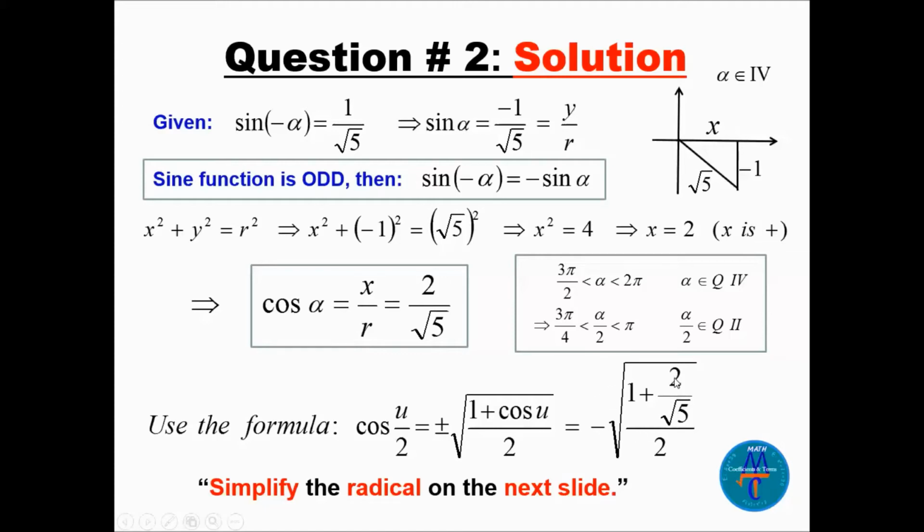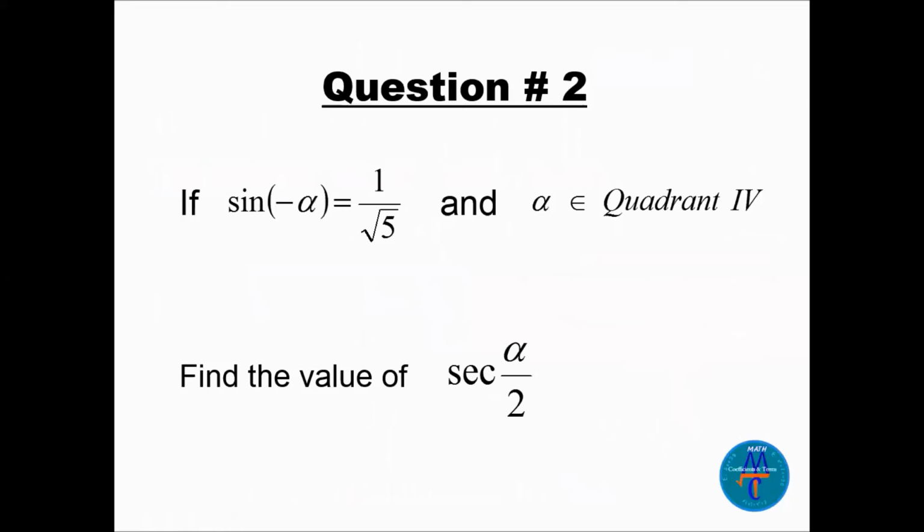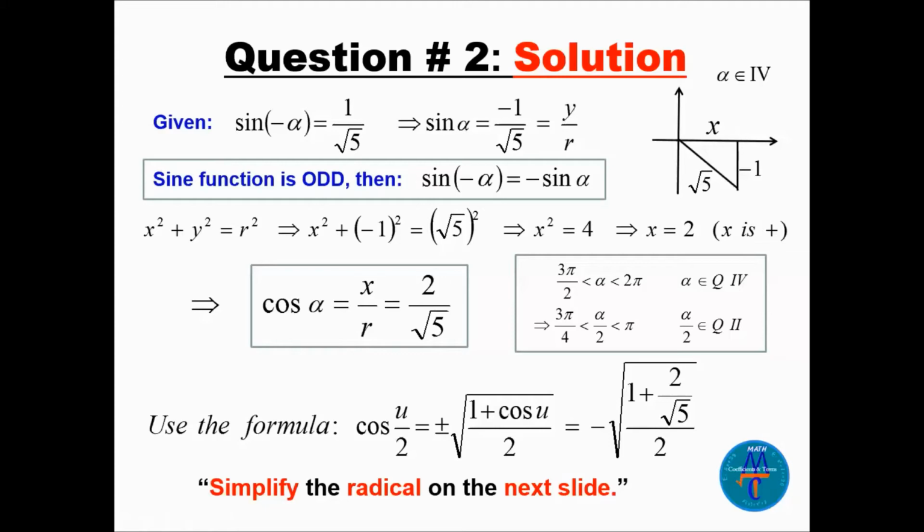Now I have to simplify all this. Big calculation here. And then after I finish completely, I need to get the secant. Remember, in the question we need the secant of alpha over 2, which is the reciprocal of the cosine of alpha over 2. Let's simplify this side here.